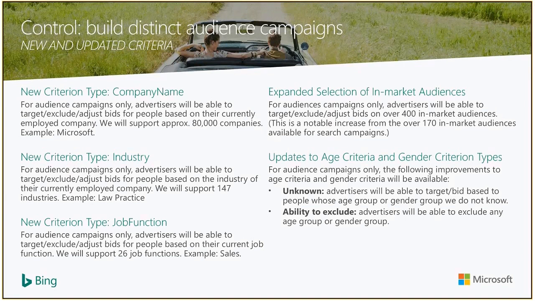We are also updating and enhancing your capabilities to target on age and gender criterion types. For audience campaigns only at this time, you will be able to target, exclude, or bid differently based on unknown for age and gender. And we are also introducing the ability to exclude based on age and gender as well.